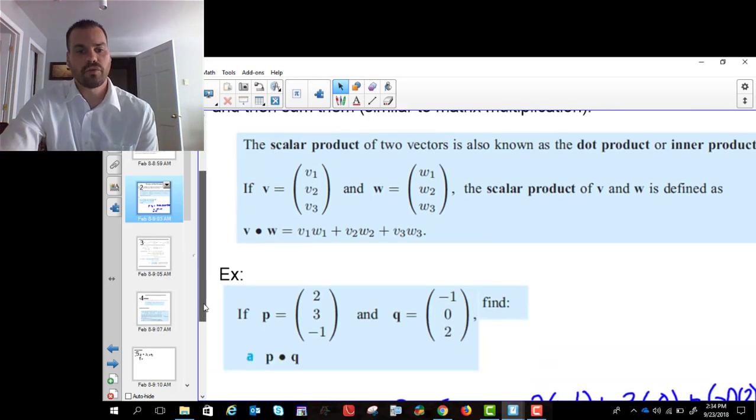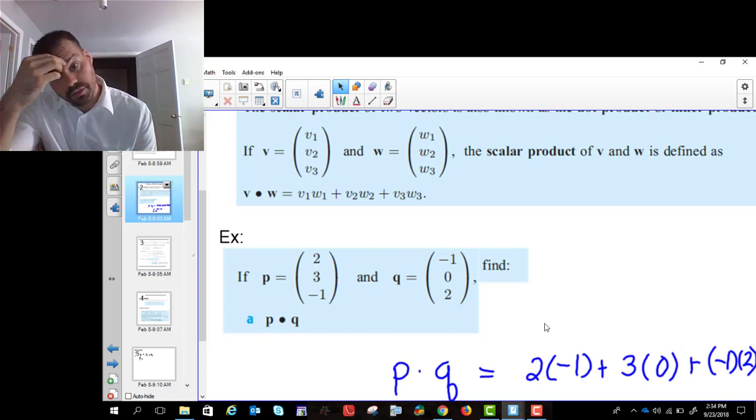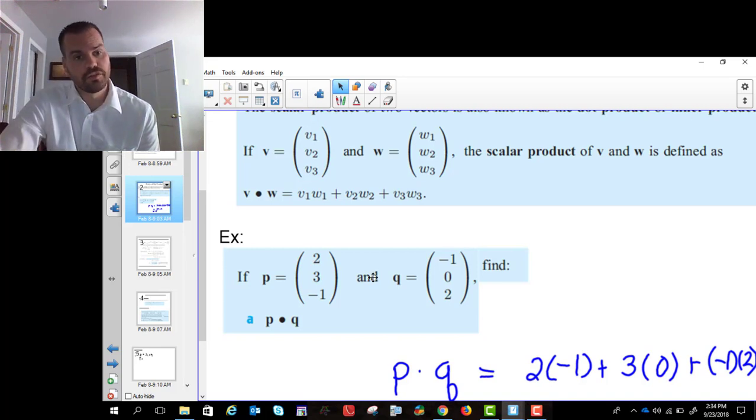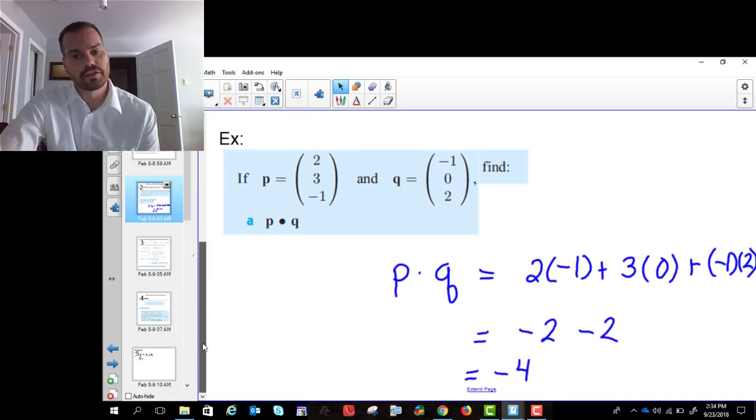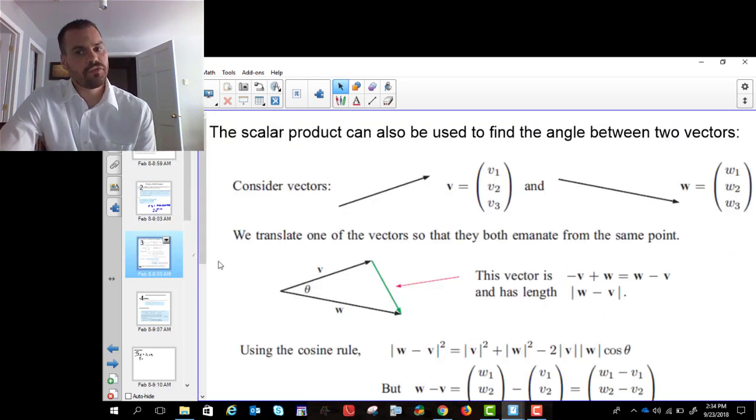So the scalar product of (2, 3, minus 1) and (minus 1, 0, 2), you would go 2 times minus 1 plus 3 times 0 plus minus 1 times 2. You can see that I've written it out here. Then you just evaluate that. So minus 2 plus 0 minus 2, which gives you minus 4. Now what does that do for me? We'll talk about that, but that's the mechanism of doing the scalar product. If you're doing it in 3 dimensions, that's how you do it. If you're doing 2 dimensions, you just multiply 2 of them.